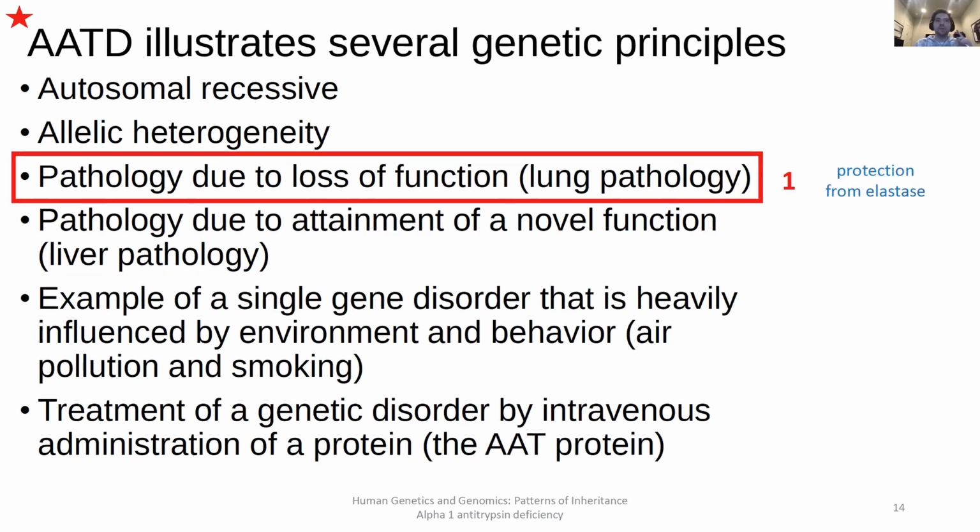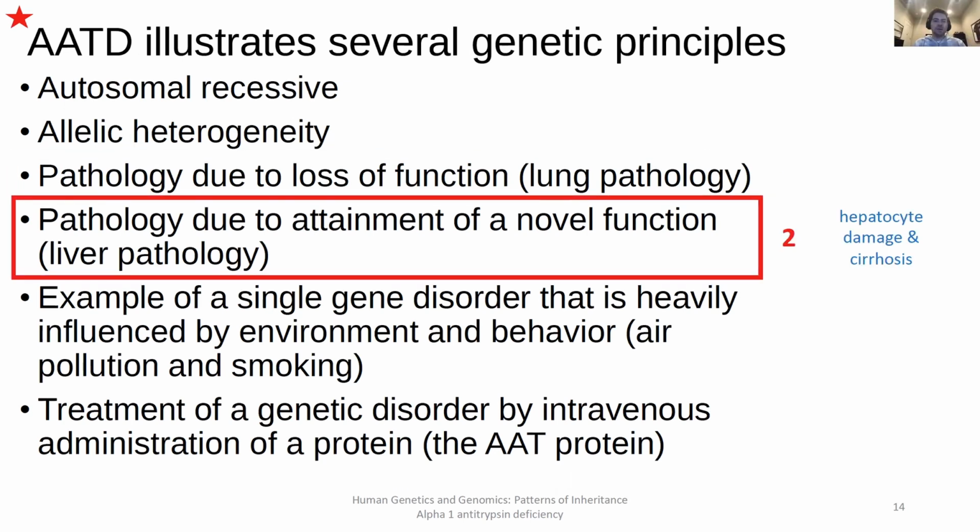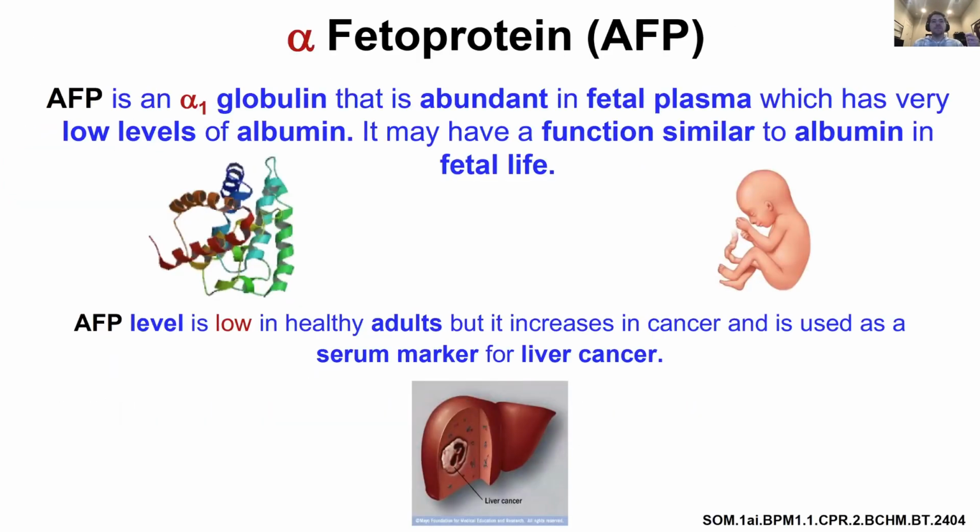So remember that in this genetic scenario, you not only get a loss of function, but you also get a gain of function too, depending on whether it's the lung or the liver. Alpha-fetoprotein, remember, is going to be a marker for neural tube defects. It also is a marker for hepatocellular carcinoma.